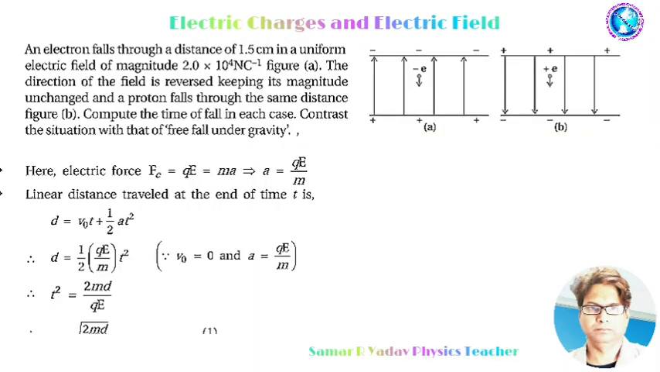An electron falls through a distance of 1.5 cm in a uniform electric field of magnitude 2 × 10^4 Newton per Coulomb, Figure A. The direction of the field is reversed, keeping its magnitude unchanged, and a proton falls through the same distance, Figure B. Compute the time of fall in each case. Contrast the situation with that of free fall under gravity.